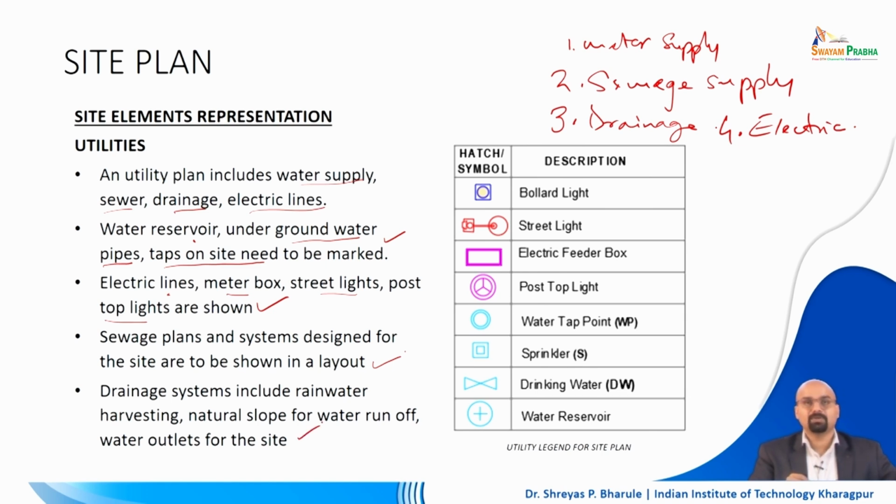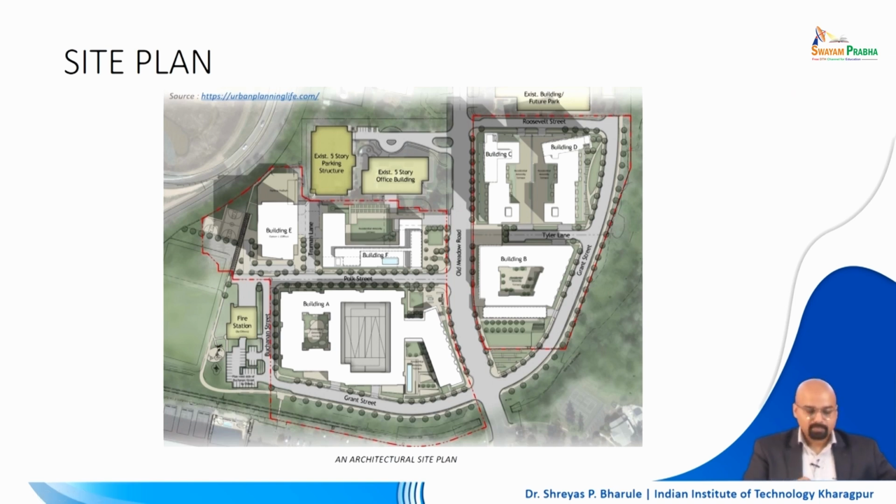Lastly, your drainage network. For your drainage network, it should include rainwater harvesting, the natural slope of runoff of water, where it is going, how it is going, and whether it connects to the outside stormwater drains, or within the site there is some kind of rainwater harvesting tank which is being made. All of that is to be mentioned in this particular layout when you are talking about drainage of the site.